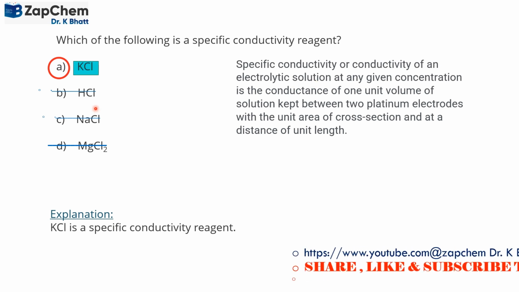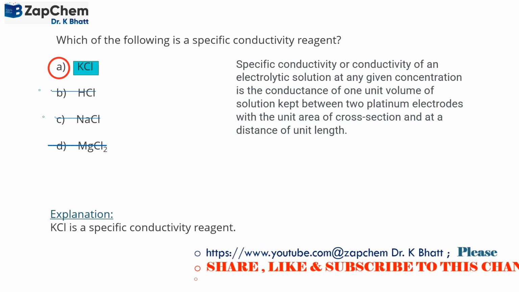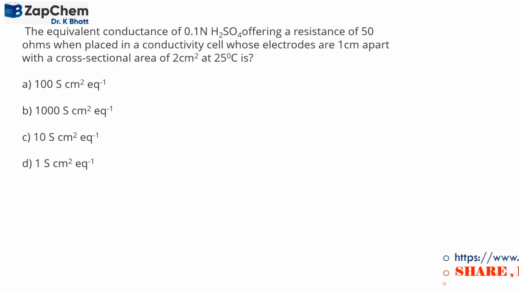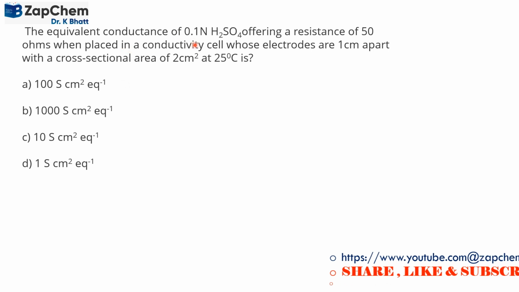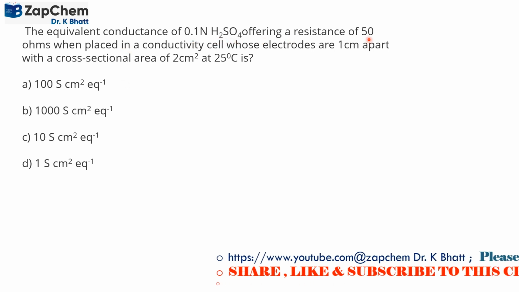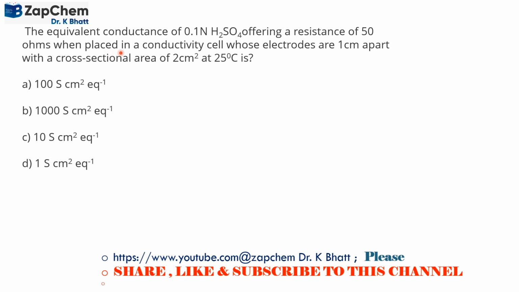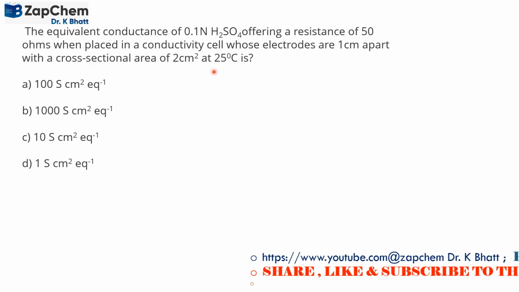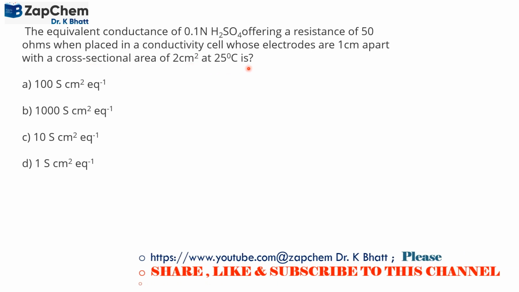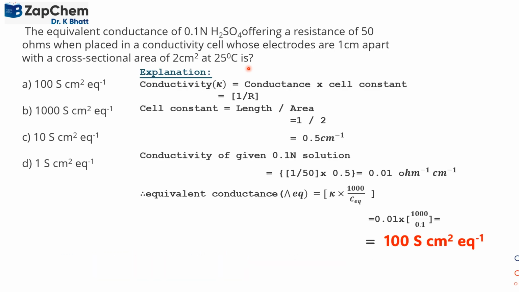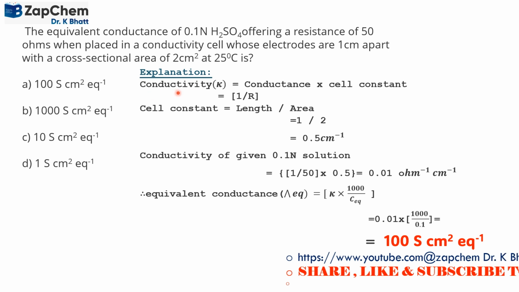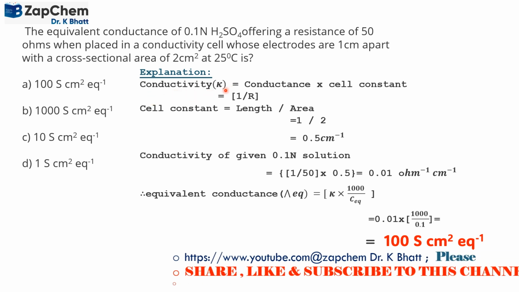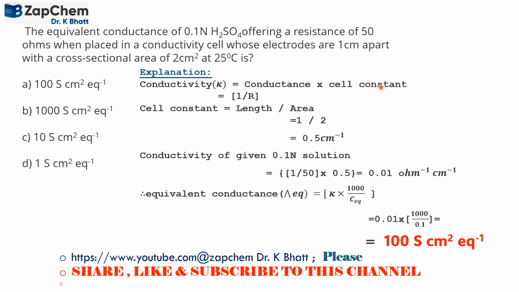The other question is, of course, very simple, and it is here. The equivalent conductance of 0.1 N sulfuric acid offering a resistance of 50 ohms when placed in a conductivity cell whose electrodes are 1 centimeter apart with a cross-sectional area of 2 square centimeter at 25 degrees Celsius is. Now, this calls for certain calculations, and a simple expression has to be used here, that conductivity kappa is equal to conductance into cell constant.